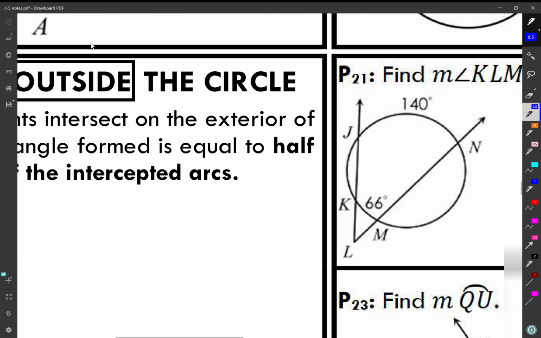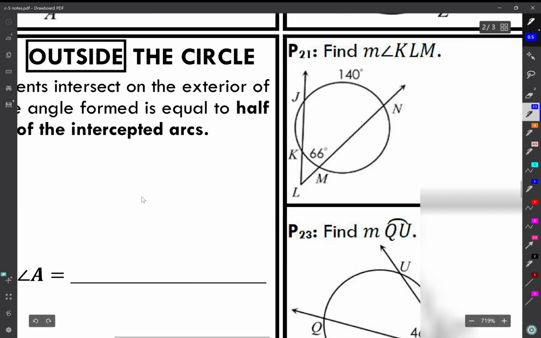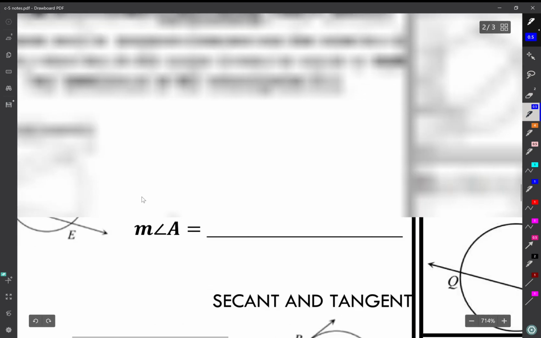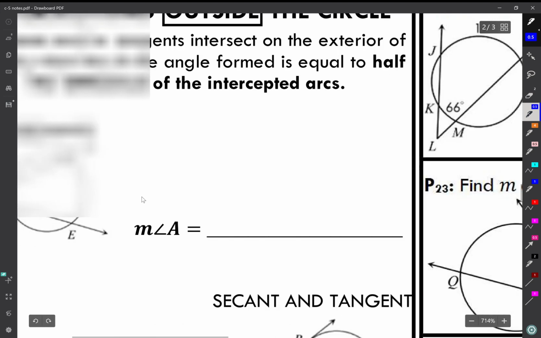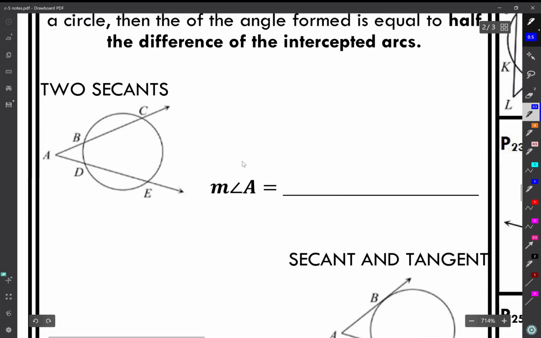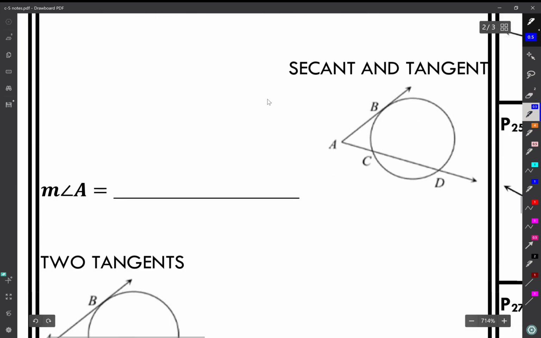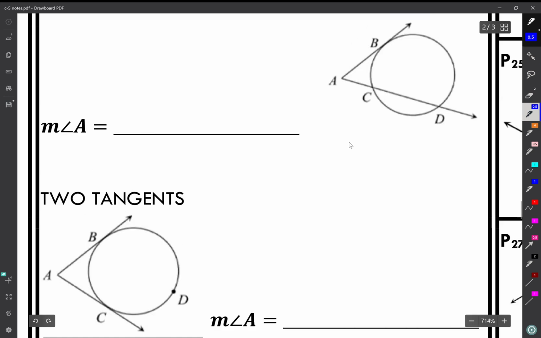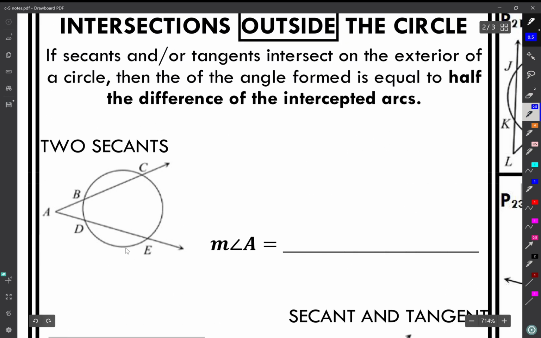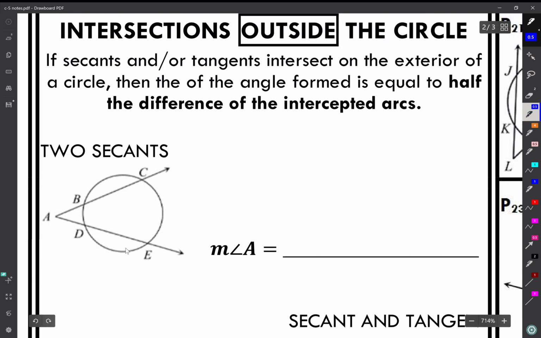Now our last part will be intersections outside the circle. For that we have basically 3 different types you might see: 2 secants intersecting, a secant and a tangent intersecting, and 2 tangents. We'll talk about the angle formed. If secants or tangents intersect on the exterior of a circle, then the measure of the angle formed is equal to half the difference of the measures of the intercepted arcs. So still half of something, but this time we deal with the difference of the intercepted arcs.